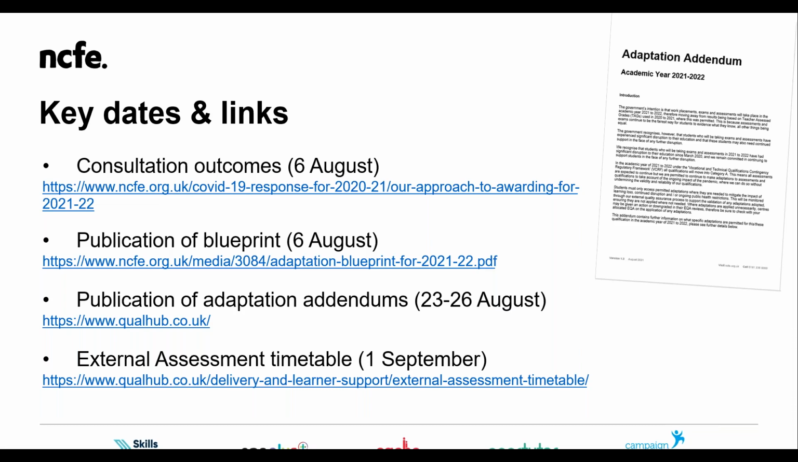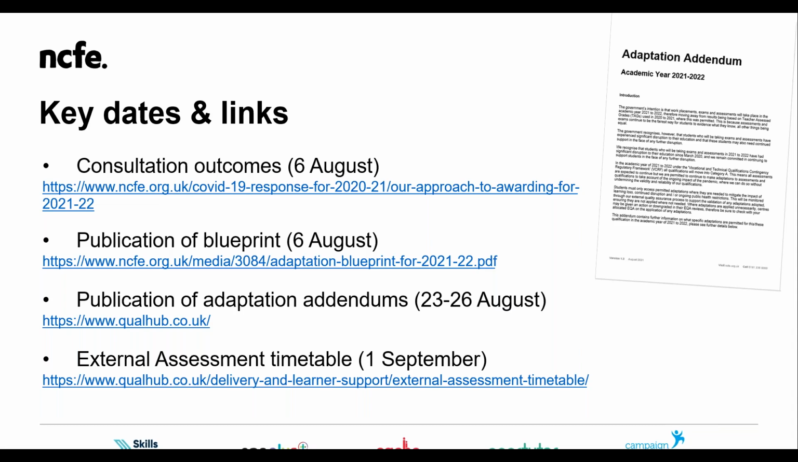So some qualifications might come up a little bit early, but that's just the time scale that we're working through to upload all those adaptation guide documents on our website. And then our external assessment timetable will be published on the 1st of September, which will include details on external assessment dates, additional information for our next academic session.